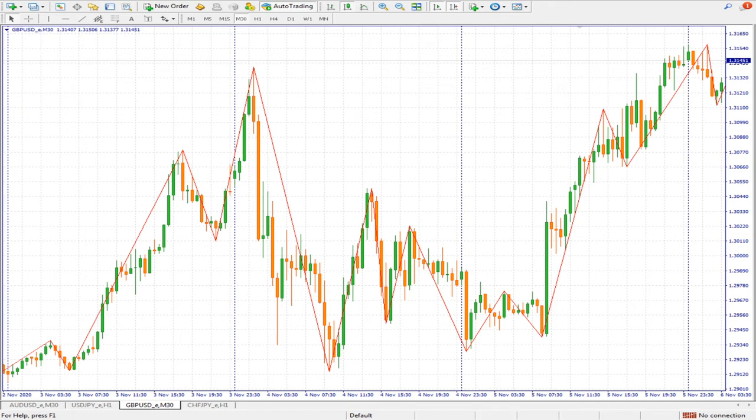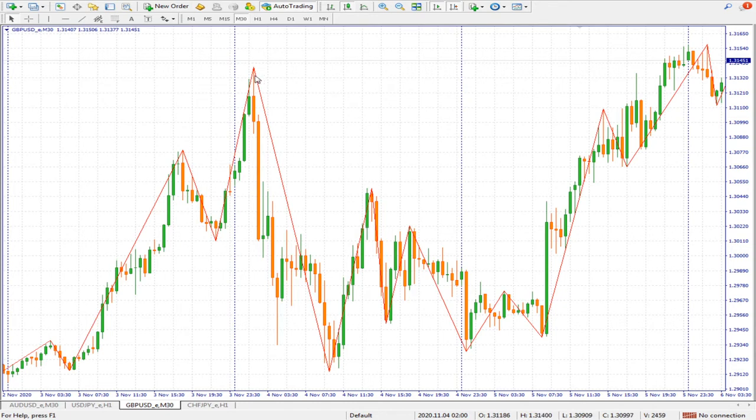These are the set of indicators which I normally refer to anytime I'm doing intraday trading. So the first one is the one on my screen. The first indicator which I normally look at is the one on my screen.